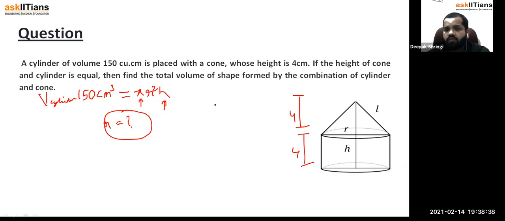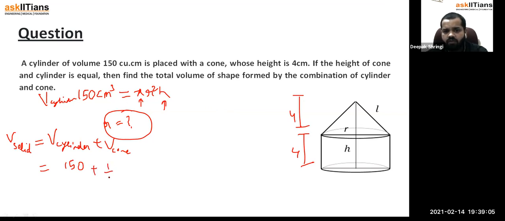Just you need to find out the volume of the combination of solids. So the volume of the whole solid will be equal to the volume of cylinder plus the volume of the cone, right? What is the volume of the cylinder, guys? You know the volume of the cylinder is 150, given. So you don't need to write the whole formula, right? What is the volume of the cone?